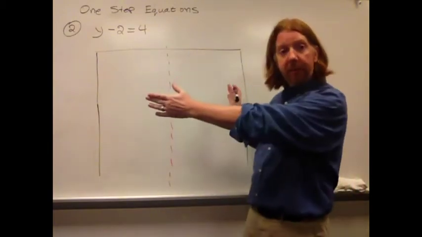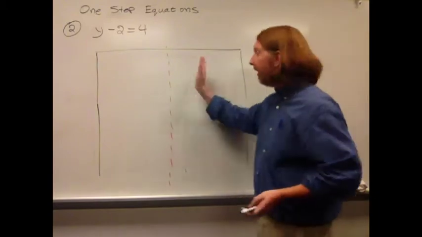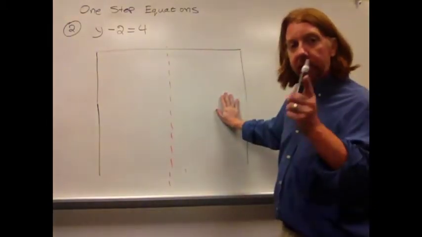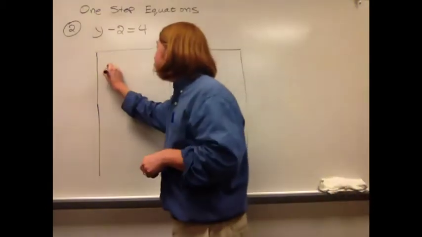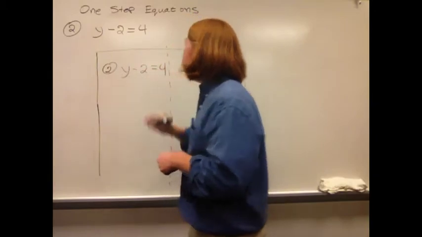I have my piece of paper in front of me. I put a dotted line down the middle, or I folded it once to create a crease, so that I have my left side and my right side to work on. Step 1 is to recopy the problem. So problem number 2, y minus 2 equals 4.